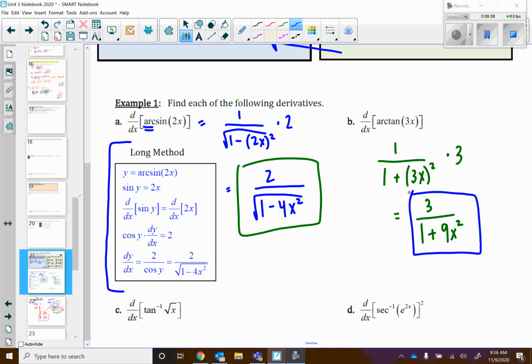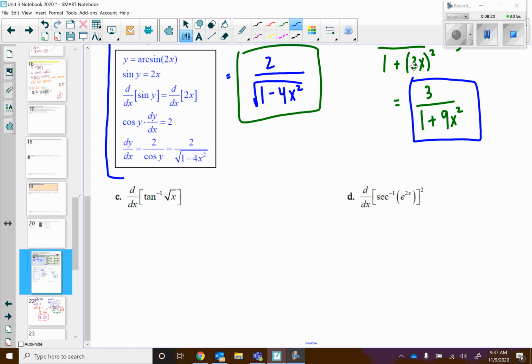If you want to pause the video and try the next two, these are a bit more of a challenge, but definitely doable. So pause the video, try C and D, and then you can come back and see how I did them.